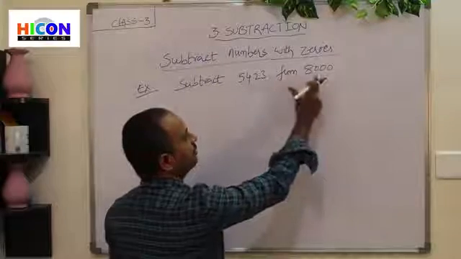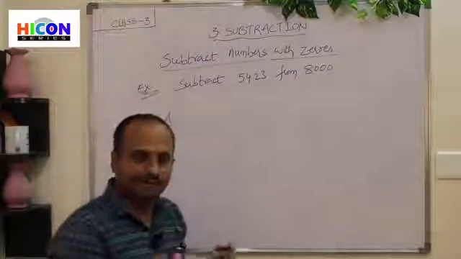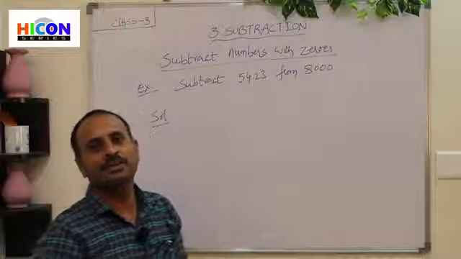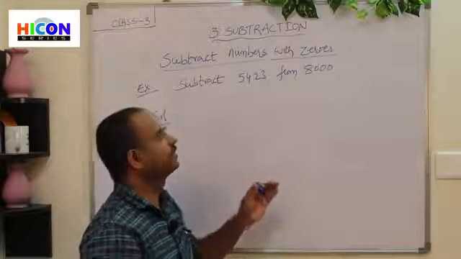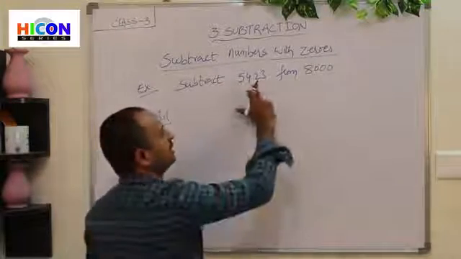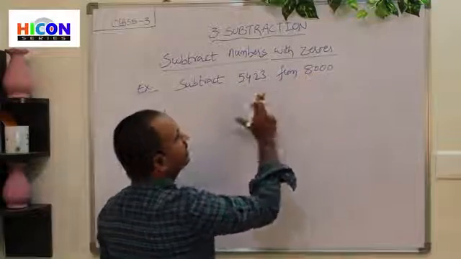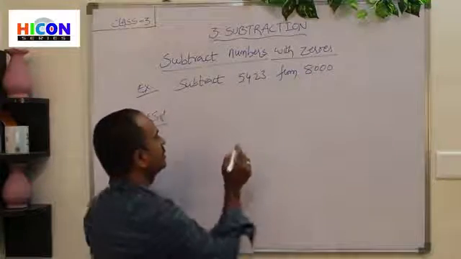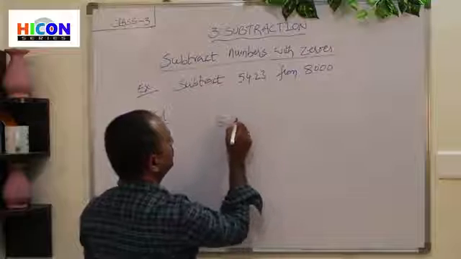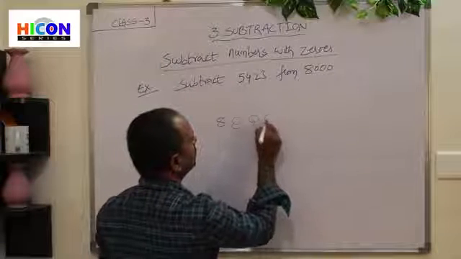Among these numbers, which number has to be written first? In subtraction, always the greater number should be written first. Among these numbers, which one is the greatest? 8,000 is the greatest. So write 8,000 first. This is 8,000.